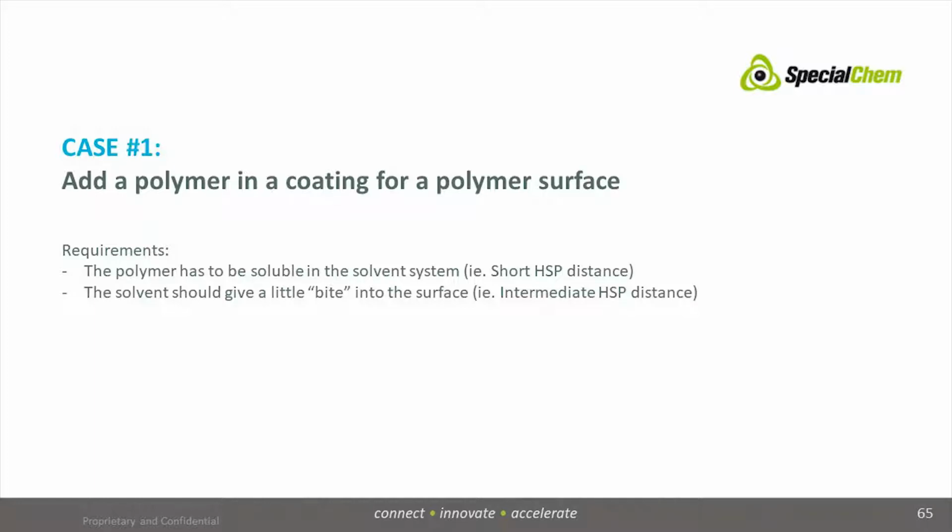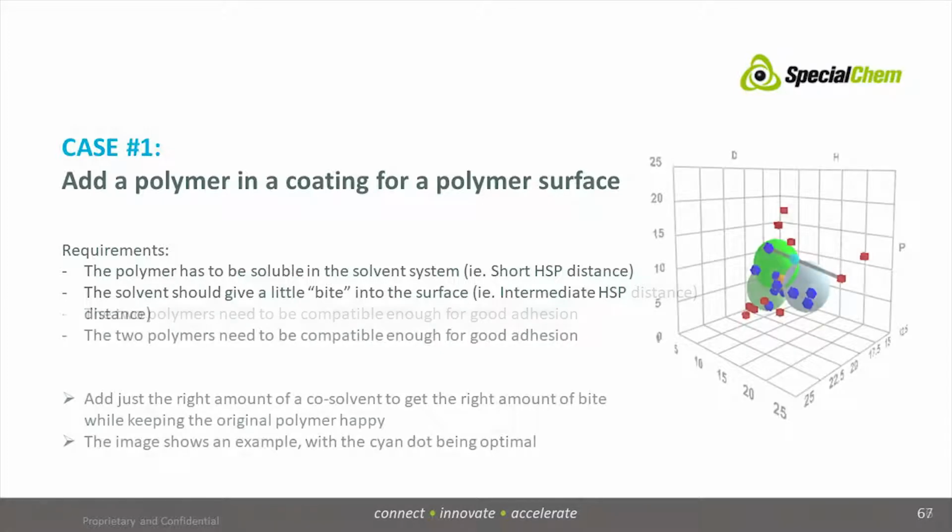Too much bite and the surface is destroyed. So the solvent has to be at an intermediate distance from the surface polymer. Finally, the two polymers need to be compatible enough so that they will intermingle and entangle to give strong adhesion. In general, this is a tricky juggling act, but with HSP we can rationally tune the conflicting requirements, for example, adding just the right amount of a co-solvent to get the right amount of bite while keeping the original polymer happy. This sort of three-way optimization is much harder without the help of a rational formulation tool.